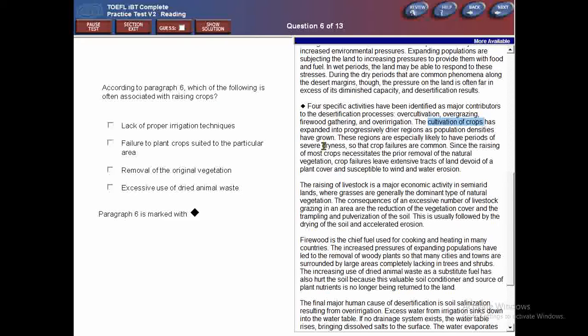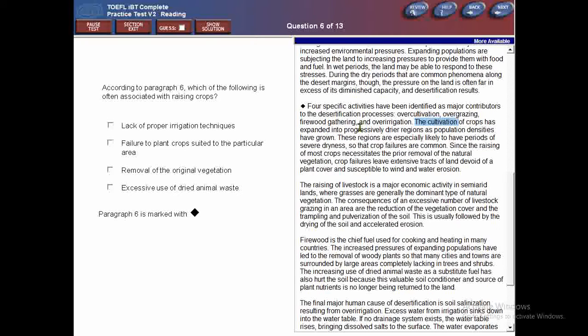Had expanded into progressively drier regions. When we read the earlier questions, we can tell that from this paragraph we predict that other questions may appear. Okay, our prediction is 100% right.